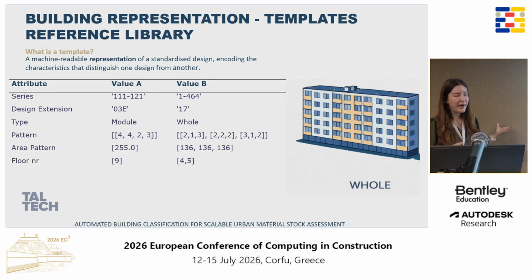Then there is the area pattern. It's not on the list because it's, for each staircase, the area of all apartments summarized. And then floor number, because generally these blueprints were built by specific floor numbers. Sometimes only one floor number, sometimes there would be like 4 or 5, for example.